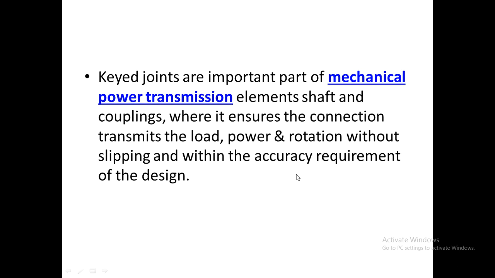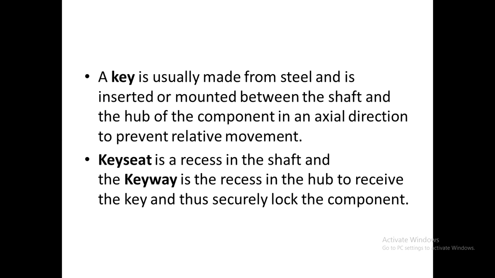So keys are very important components for power transmission. When we need to transfer power from one shaft to another shaft, or between a shaft and a coupling, keys are used to ensure that there is proper connection between the two rotating elements, so that there is complete transmission of power without any loss or slipping. A key is usually made up of steel, and the key seat or the keyway is a part of the shaft and the hub.